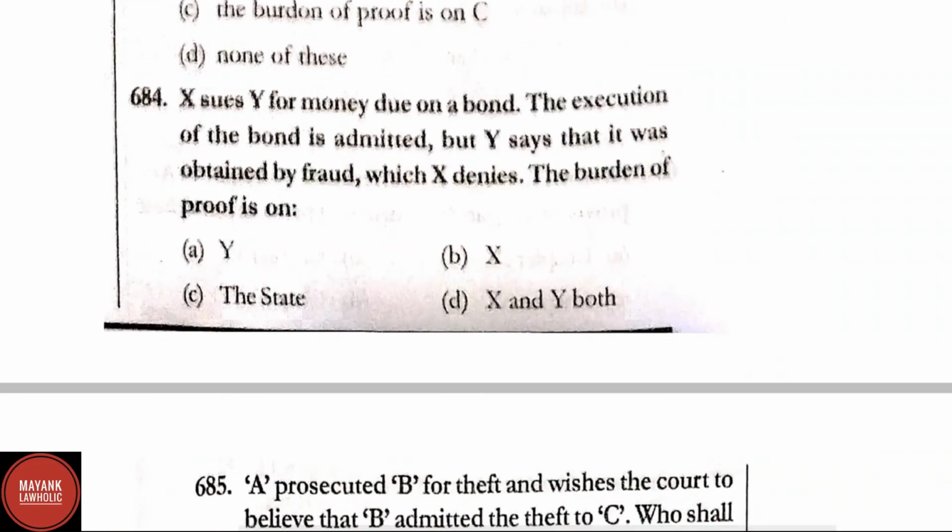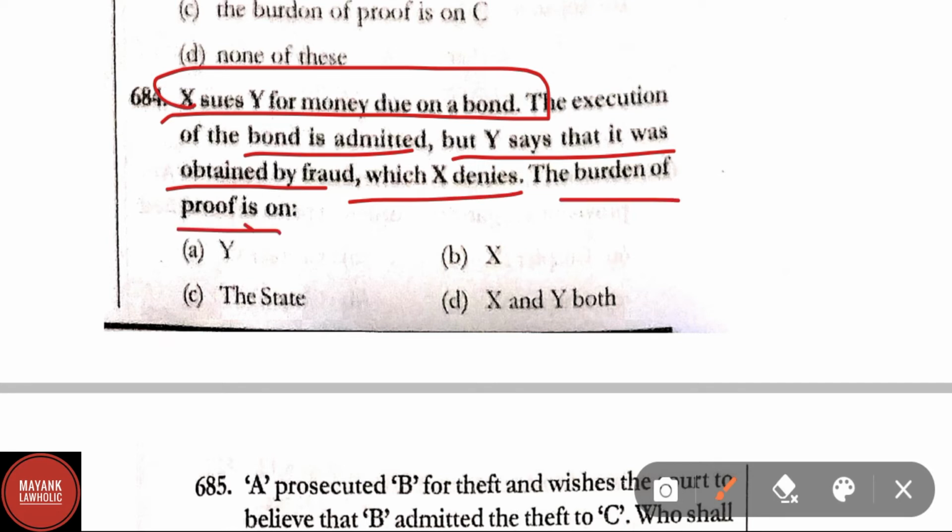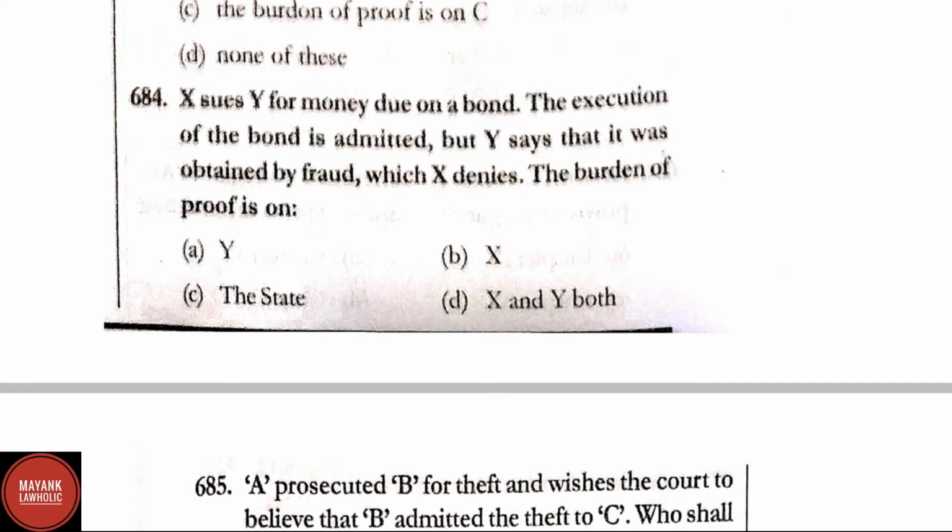Question number 684. X sues Y for money due on a bond. The execution of the bond is admitted, but Y says that it was obtained by fraud, which X denies. The burden of proof is on. Correct answer is option A, that is Y. Burden of proof is on Y.